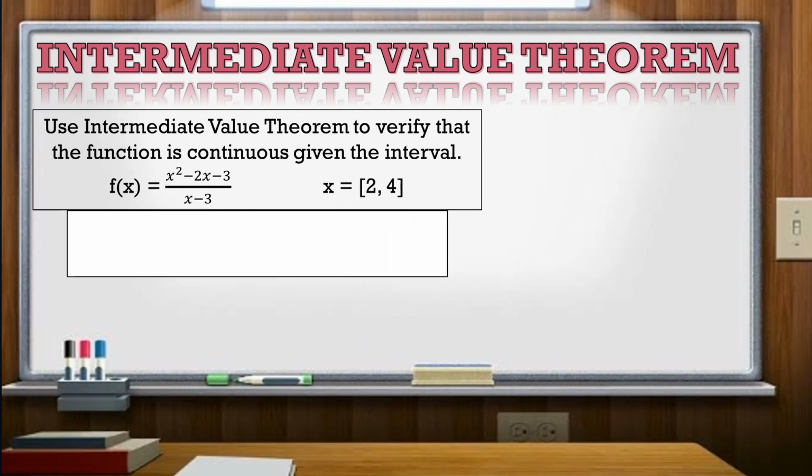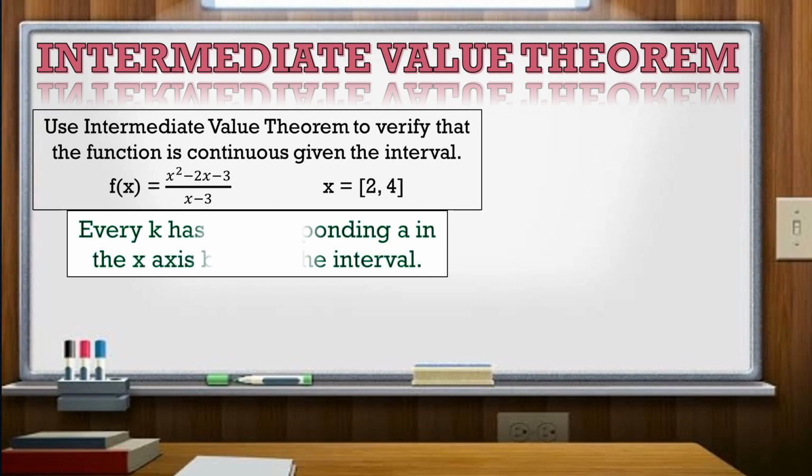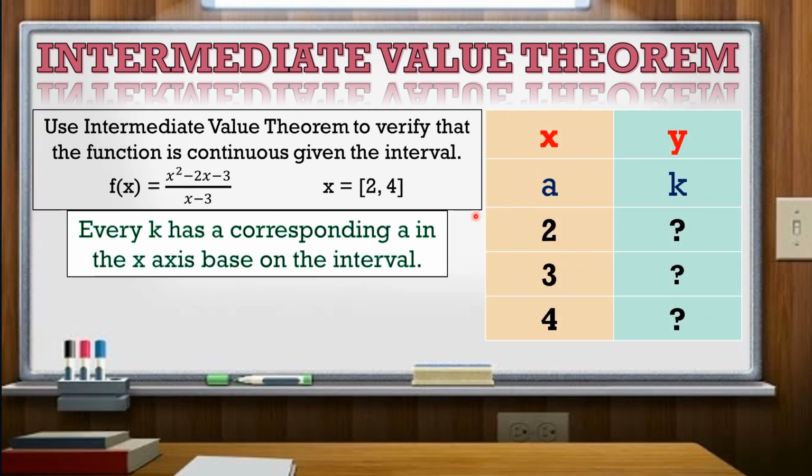Rational function, interval 2, 4. So, table of values pa rin. Interval po natin is 2, 4. So, ito yung mga possible values for your x. 2, 3, and 4. So, ano kaya yung mga values ng y natin? You need to try this. Then, you need to find kung continuous ba or not at a given interval.